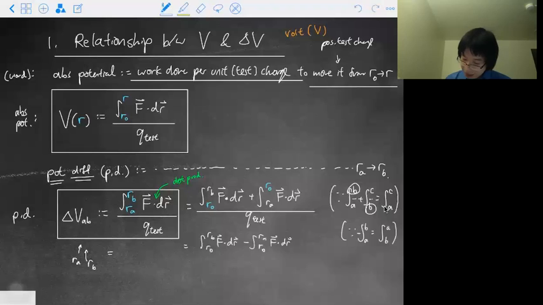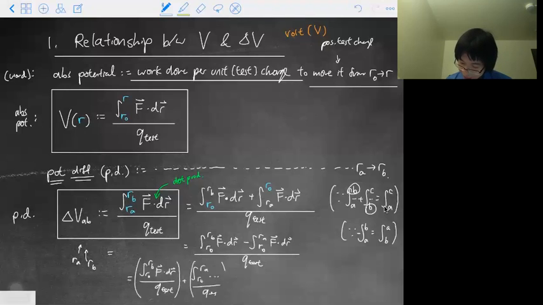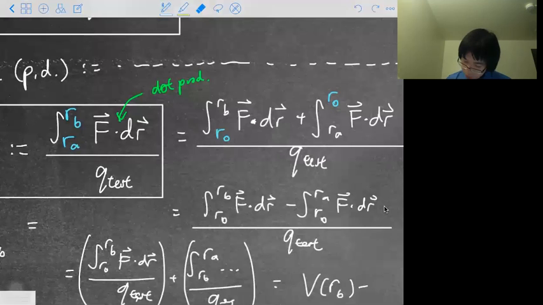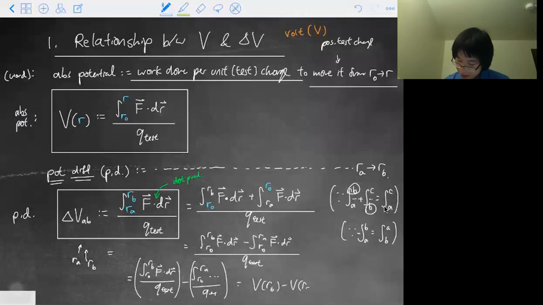And can you see now I have 2 potentials? Here, this is precisely the potential of RB. Let's make it even a little bit clearer. So I have R naught to RB of F dr over Q test plus R naught to RA of F dr over Q test, right? So this is V(RB) minus, sorry, that's a minus in between, V(RA). And this is clearly as we expect.